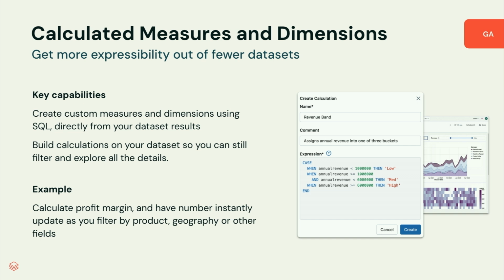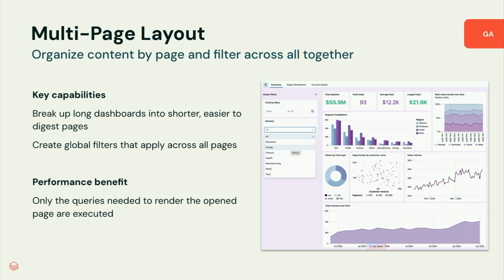So a really simple example is if you want to do profit margin, you no longer have to create a new data set and write custom SQL just to calculate that. You can just have an orders table, and you can write the formula for profit margin, and then that is aggregated and calculated for you at the end of a data set.